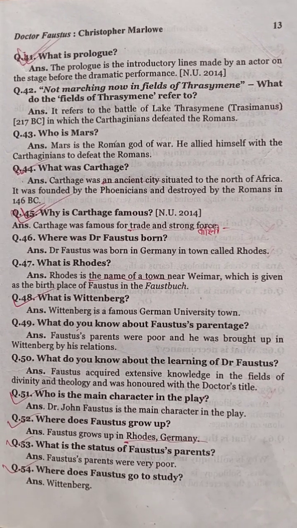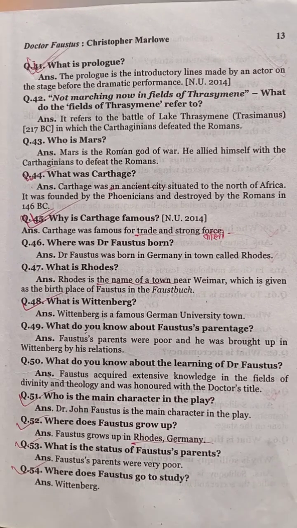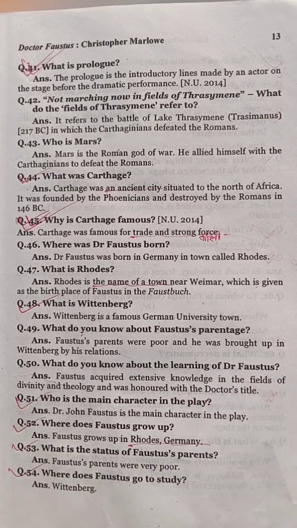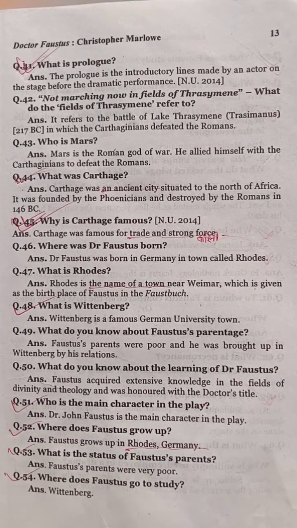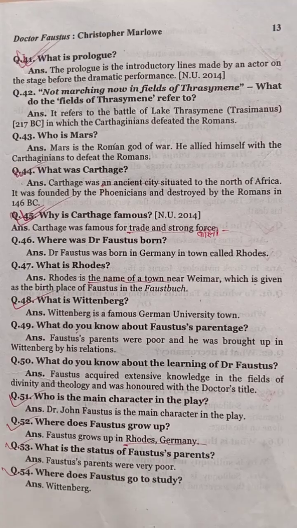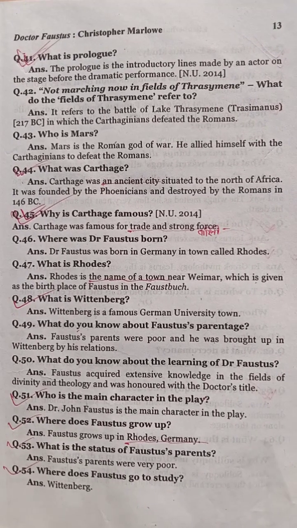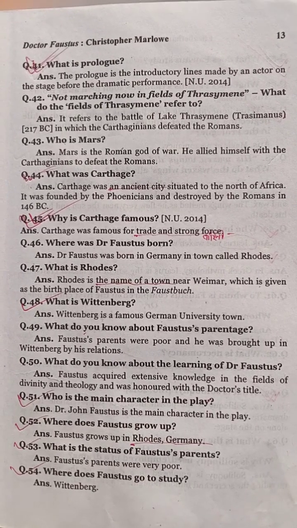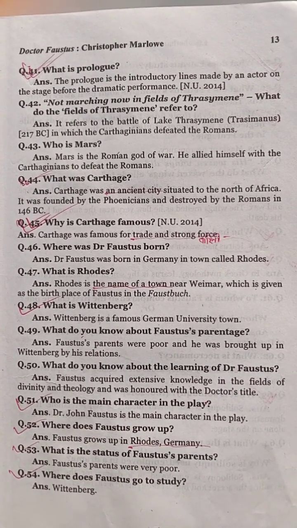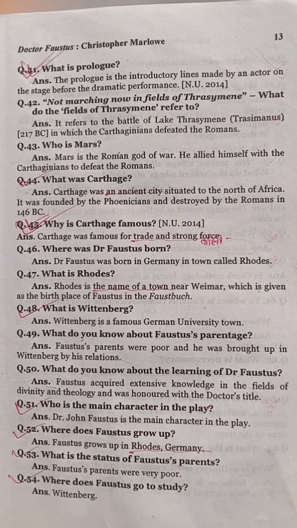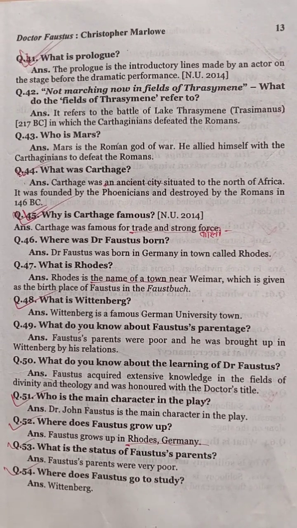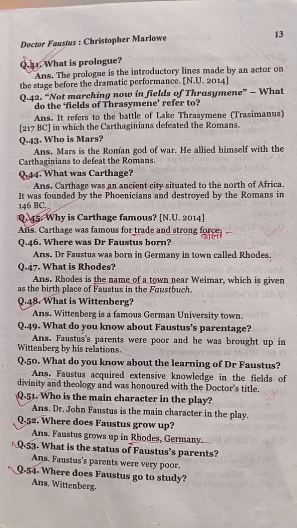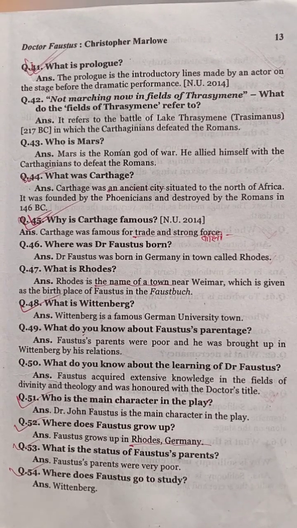46. Where was Dr. Faustus born? Dr. Faustus was born in Germany in a town called Rhodes. 47. What is Rhodes? Rhodes is the name of a town near Weimar, which is given as the birthplace of Faustus in the first books. 48. What is Wittenberg? Wittenberg is a famous German university town. 49. What do you know about Faustus' parents? Faustus' parents were poor and he was brought up in Wittenberg by his relations.